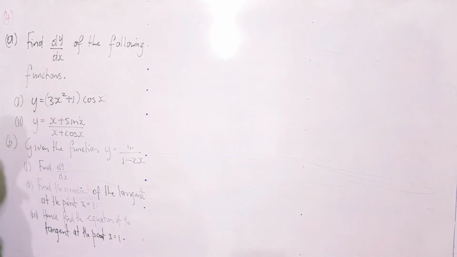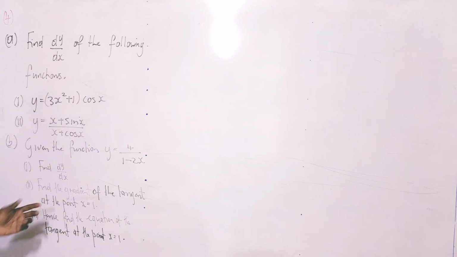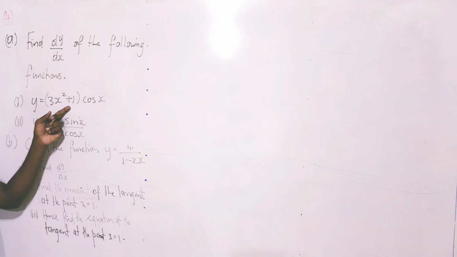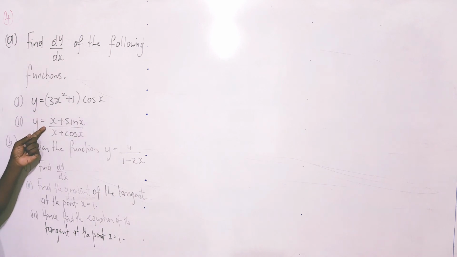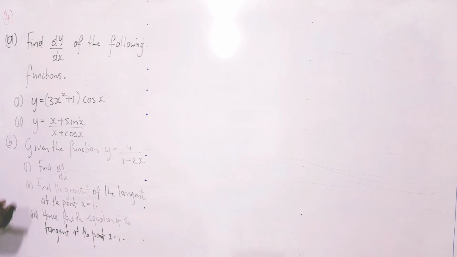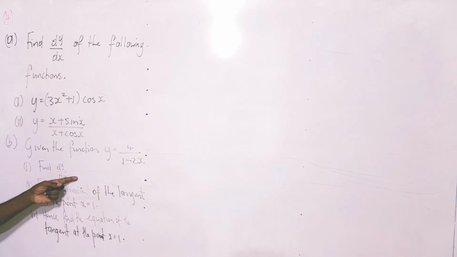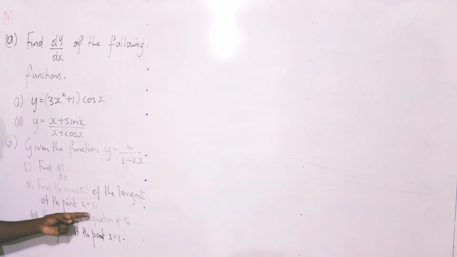So the first part of the question, part A, says find dy by dx of the following functions. The first function we get is y is equal to 3x squared plus 1 times cos x. The second, y is equal to x plus sin x all over x plus cos x. Part B says given the function y equals 4 over 1 minus 2x, find dy by dx. That's part 1. Part 2, find the gradient of the tangent at the point x equals 1. And 3, hence find the equation of the tangent at the point x equals 1.